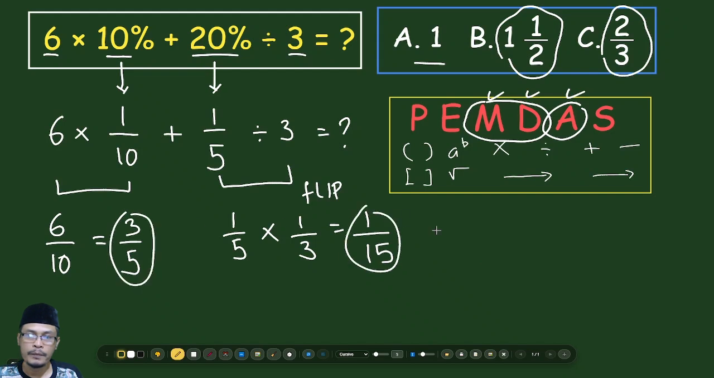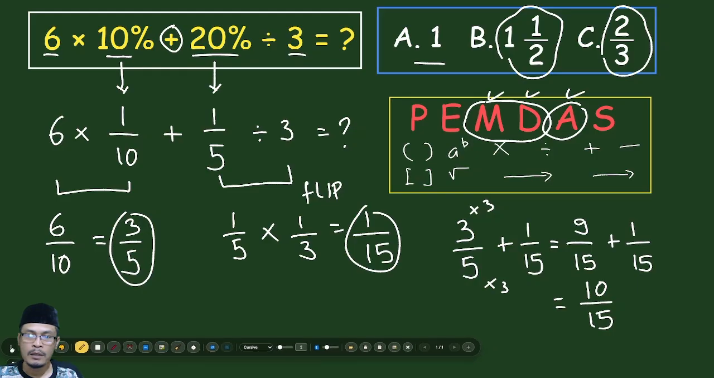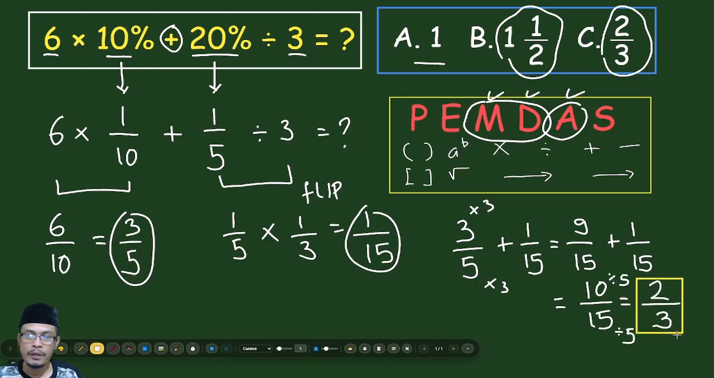Now the addition. 3/5 plus 1/15. Same denominator. 9/15 plus 1/15 equals 10/15. And simplify, it becomes 2/3. So the answer is C.